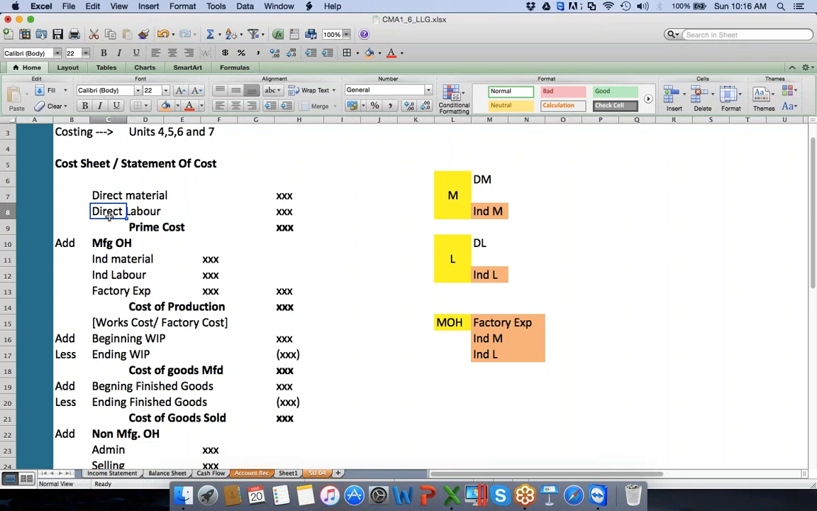Direct material plus direct labor will give us prime cost. Then add your manufacturing overheads. Manufacturing overheads, the word overhead means indirect expenses. Overhead means indirect expense.